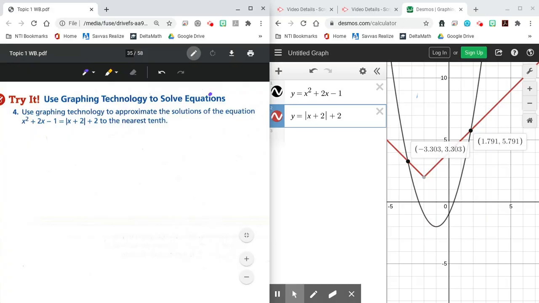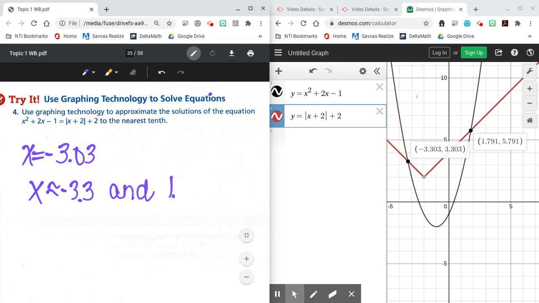So that's the first decimal. So we'll write that our solutions are x equals negative 3.03, but that's approximately negative 3.0. And then the other one, 1.791, rounds to 1.8.